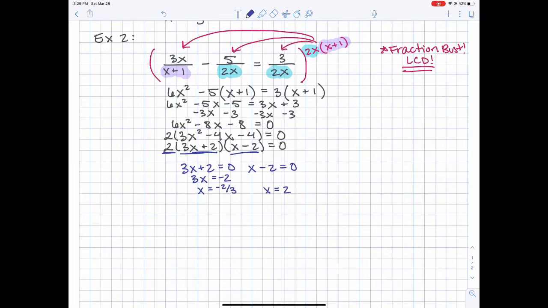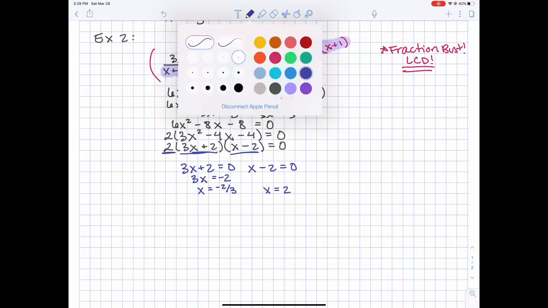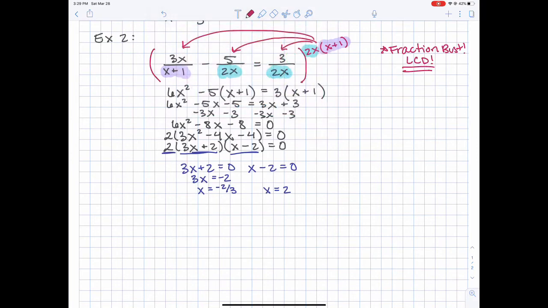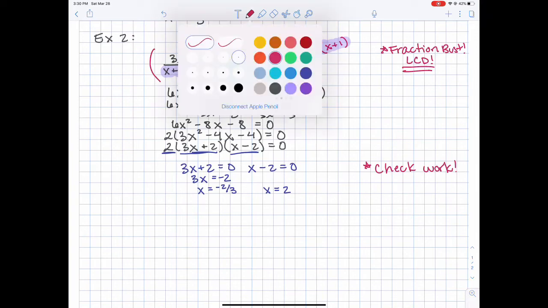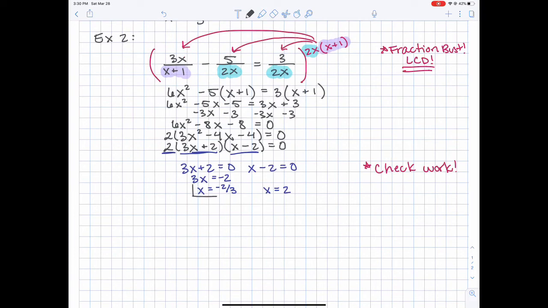Now, it's always a really good idea to go back and check your work. I'm going to add a star here. Check work. But in terms of time right now, I'm going to let you know that both of these answers work, and we are good to go. We can even go ahead and box them. So this guy and this guy.